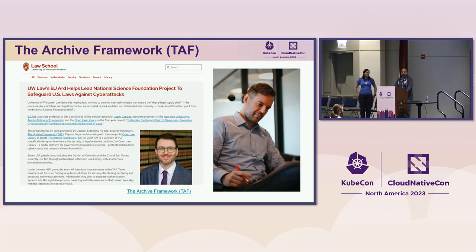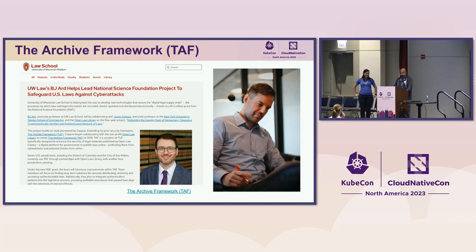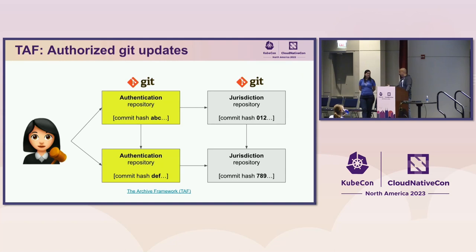Another interesting use case is to secure US legal documents. Just like there's a version of TUF called Uptane, whose technology has actually been upstreamed back to TUF, there's a version of TUF called the Archive Framework, or TAF for short, partly led by Justin Cappos, who also happens to be one of the creators of TUF. And the idea here is interesting. As Marina mentioned earlier with TAP 19, TUF can be used to sign off on Git commit trees.